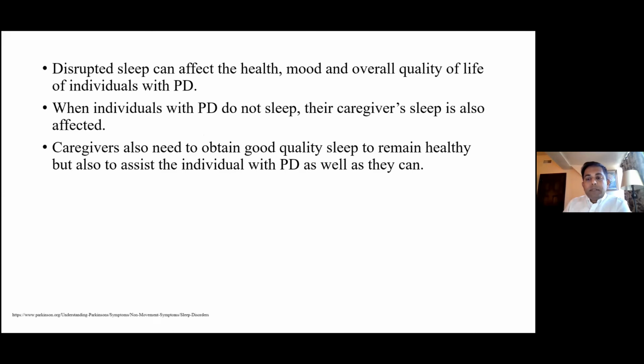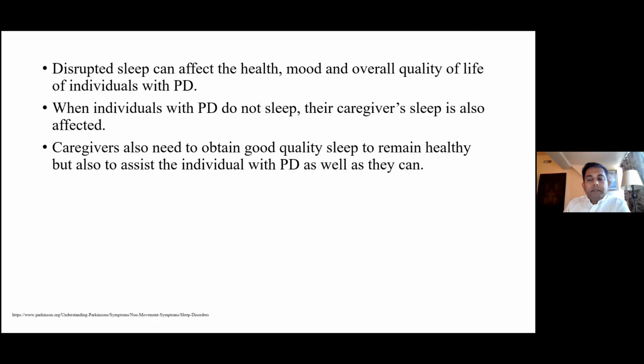And it's important to note that disrupted sleep can affect the health, mood, and overall quality of life of individuals with Parkinson's. Like I said, I have many individuals with Parkinson's that have sleep issues, and I've met many patients that have noted worsening of their motor symptoms or their mood when they're not sleeping well. But when they're getting better quality sleep, they definitely have noted improvements in their overall quality of life, both because of improvements in their motor symptoms, but even their mood and just overall the way they feel.